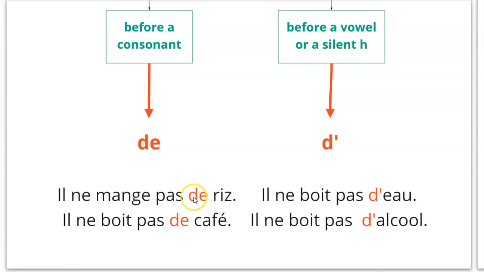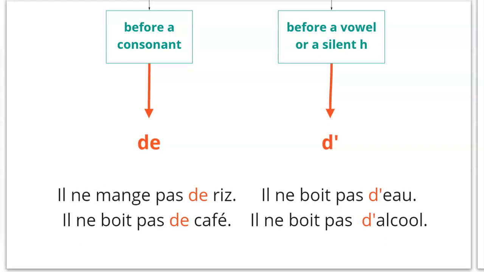If it was an affirmative sentence, you would have il mange du riz. Du riz, because riz is masculine gender. But in a negative sentence, it's not du, it's de. This is a difficulty of French, and many students make mistakes here.